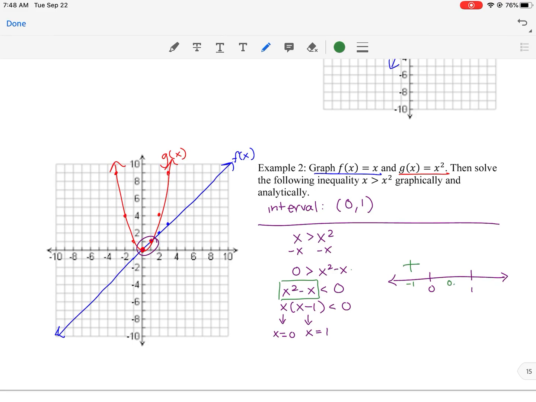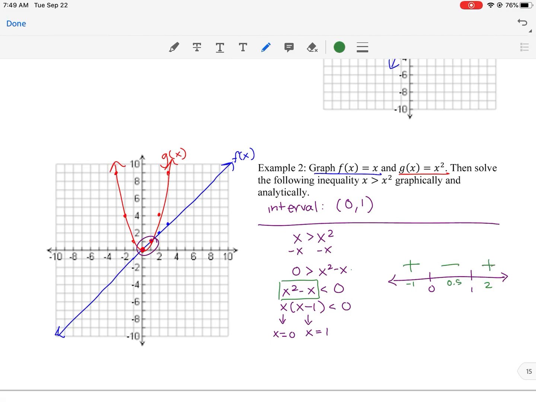Okay, choose something like a half. Got to choose something between 0 and 1. So I chose a half, 0.5. So 0.5 squared is 0.25, minus 0.5, that is a negative 0.25. The actual number doesn't matter, but we want to know it's negative. Okay, so let's choose a number bigger than 1. I'm going to choose 2. 2 squared is 4, minus 2 is 2, so this is positive again.